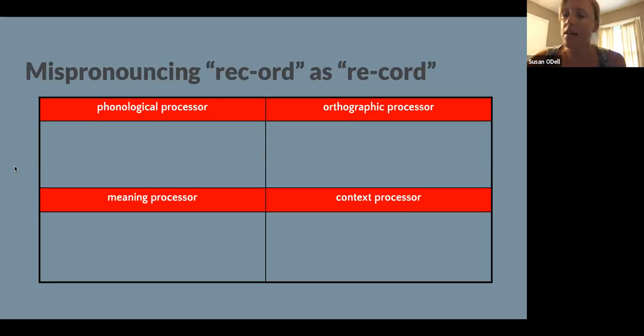What about mispronouncing record as record? If you guessed the context processor, you are correct. This student appears to have the decoding skills necessary to pronounce the syllables within the word correctly, but they do not yet understand the context in which the word is used to be able to change their pronunciation for the correct word.